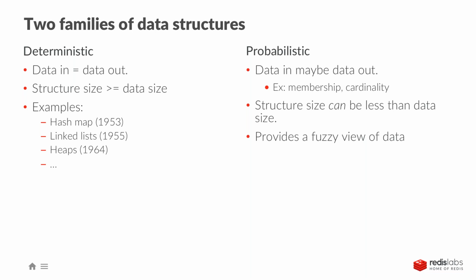You might be able to tell something about something, but you won't be able to tell what's actually in it. And that's important to know. You might be able to say what's put into it, membership or the number, the cardinality. So it does this kind of fuzzy view of the data.